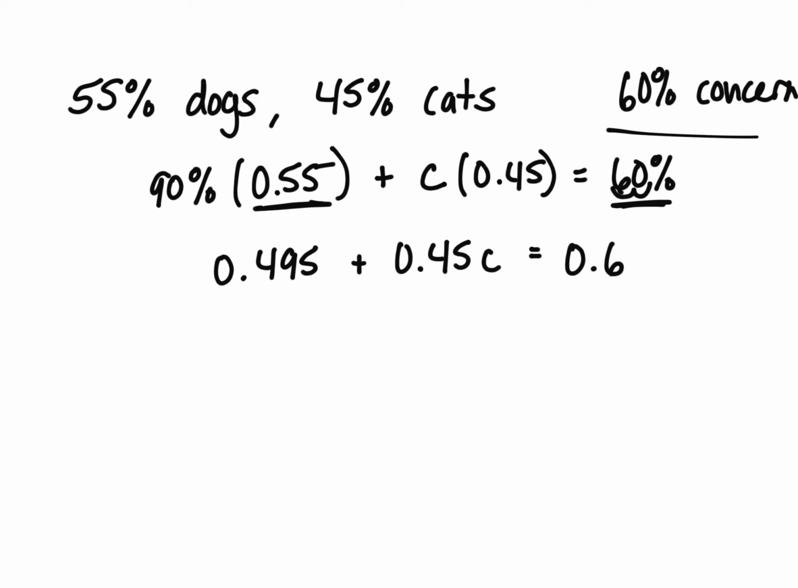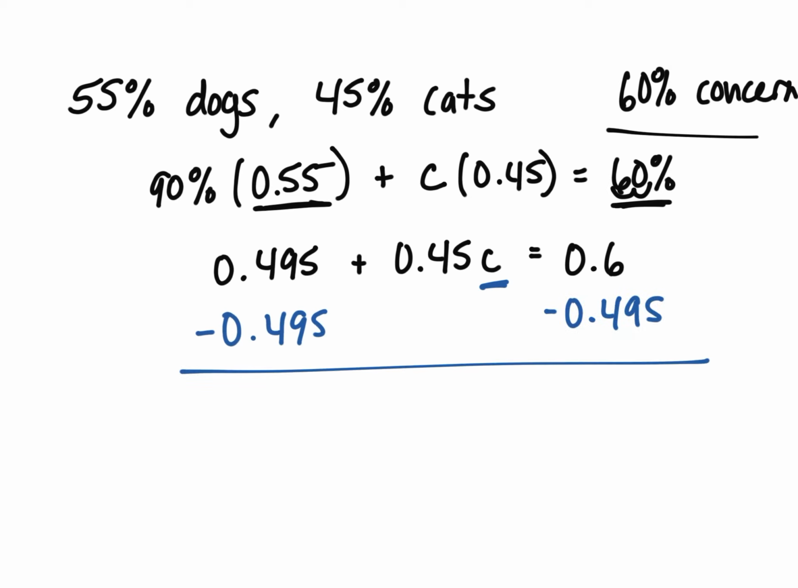All right, so we're going to solve this for this variable C right here. And the way we do that is we have to move this piece over. These ones add to 0. So I have 0.45C. And on this side, 0.6 minus 0.495 leaves us with 0.105. To undo the multiplication happening here, I have to divide.